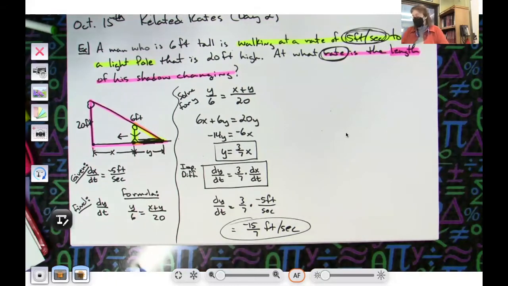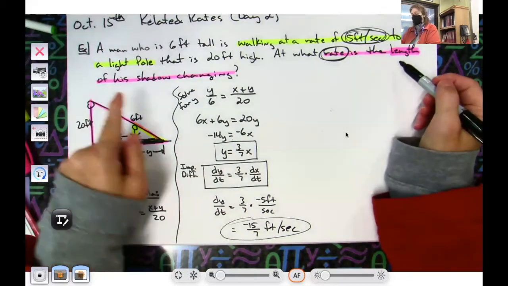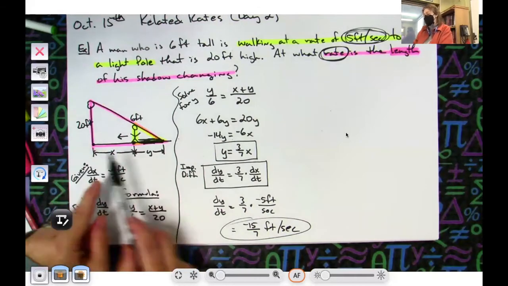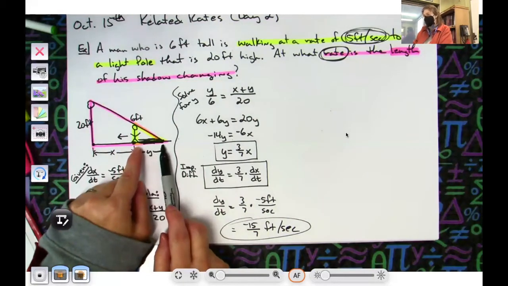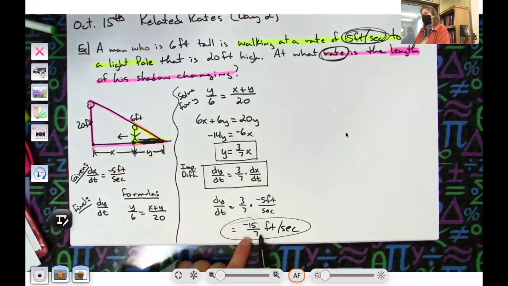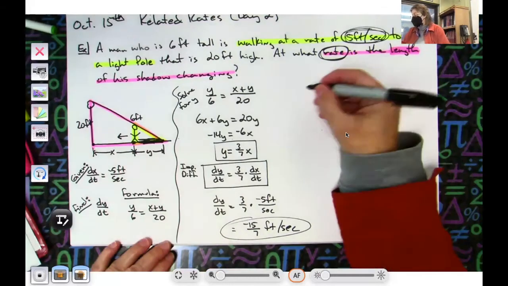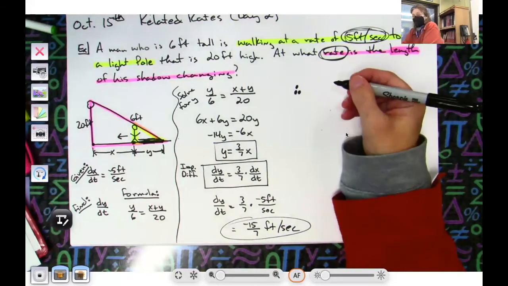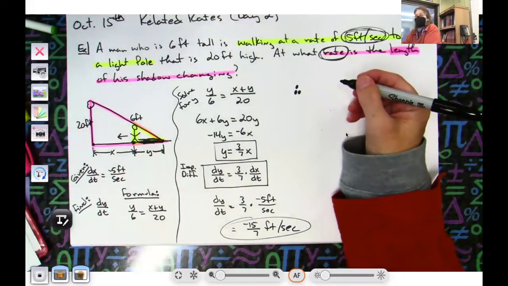Now let's stop and think about this. I'm going to write a therefore statement, but let's stop and think about this. I'm wanting the rate at which the length of his shadow is changing. If he is walking toward the light pole, is the shadow growing or shrinking? And it's a negative, so that's good because it should be shrinking. Okay. All right, now let's attempt to write a therefore statement. You would not need the negative, correct.